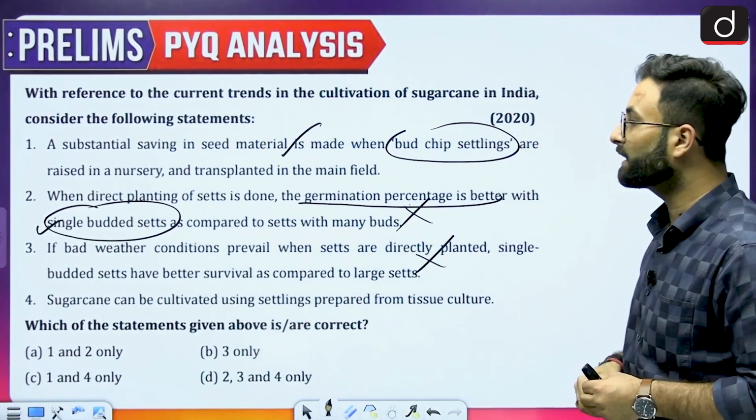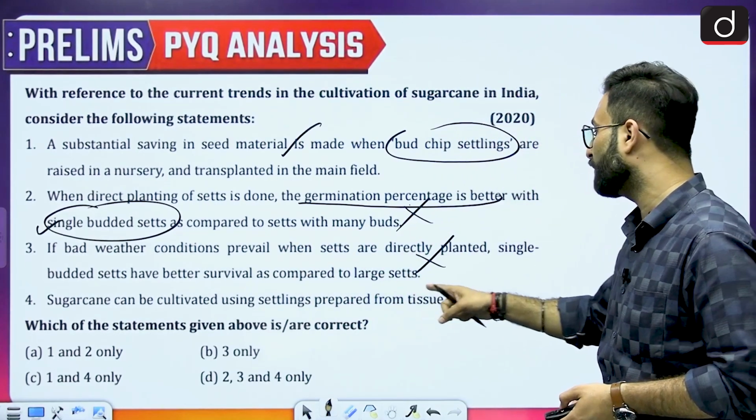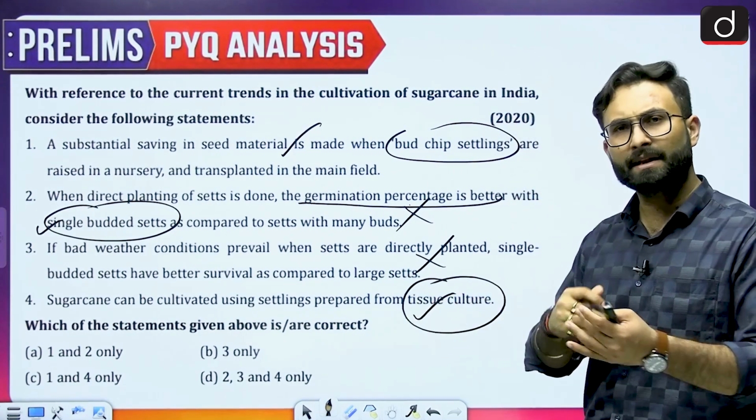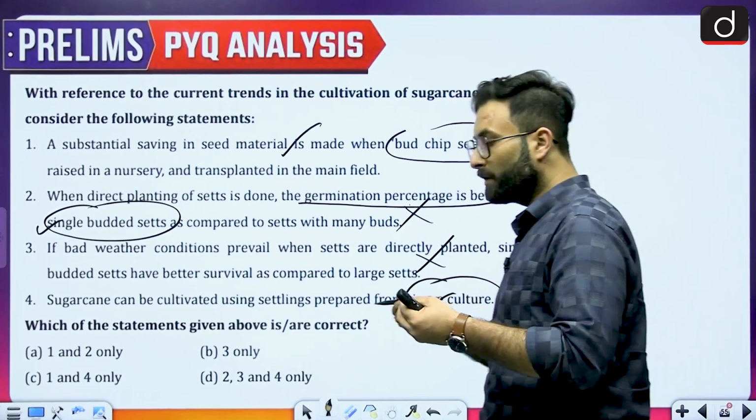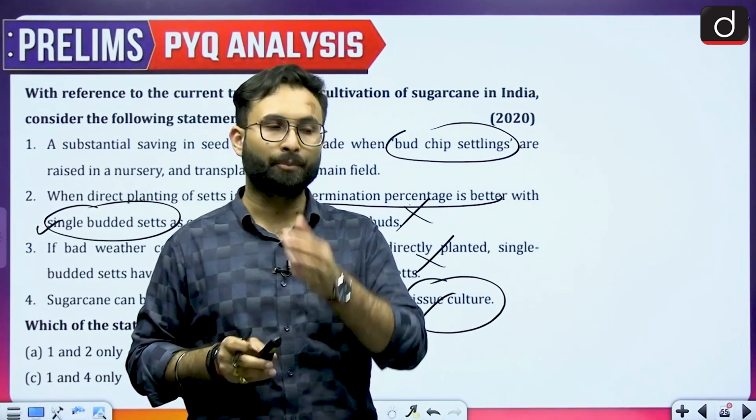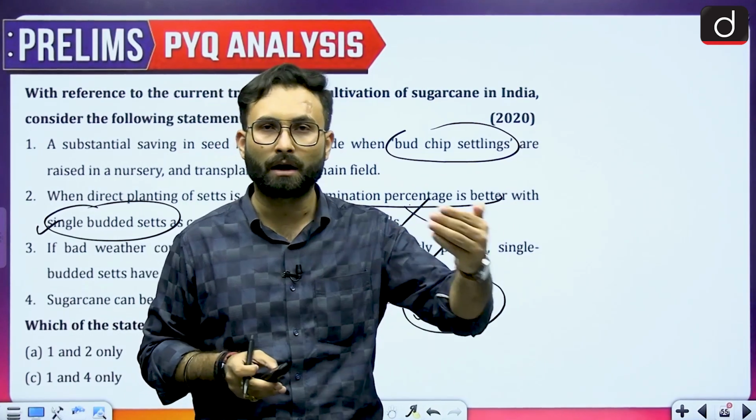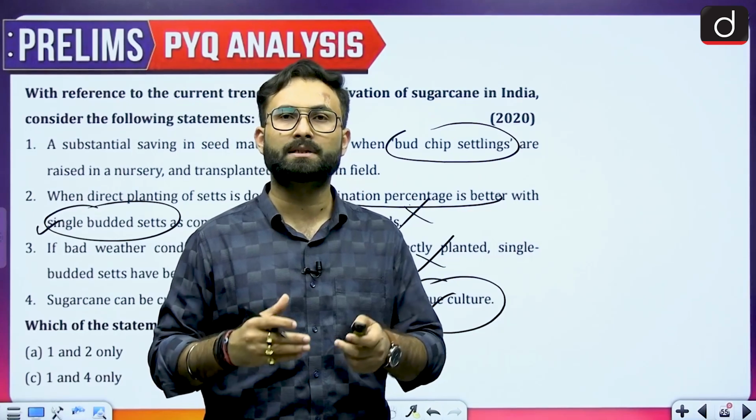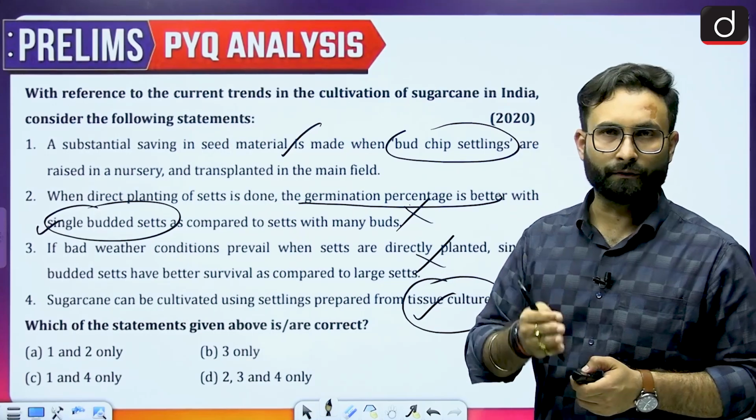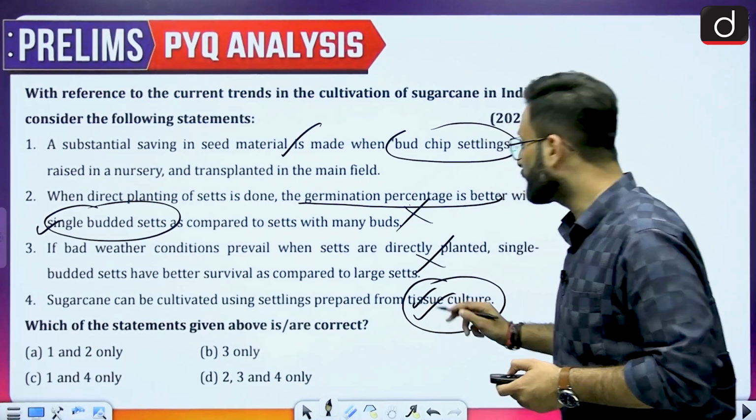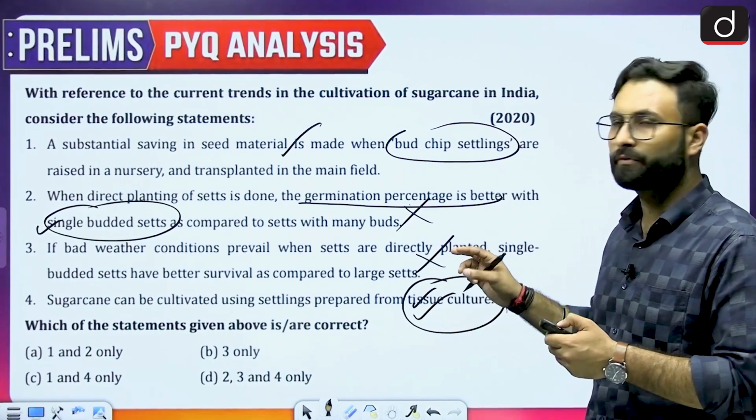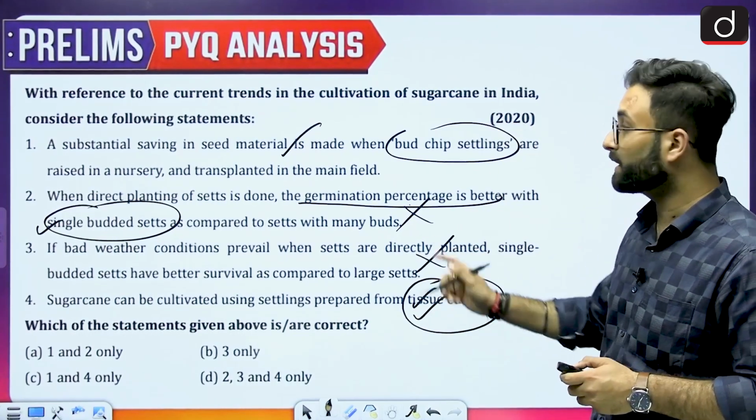Coming to the next one, sugarcane can be cultivated using the seedlings prepared from tissue culture. Now this is also right. When they prepare the seedlings through tissue culture, they take the tissues and grow them in the lab, and after that they put these lab-grown tissues into a nursery, where they create the saplings, and then plant them in the field. But this tissue culture is not very cheap. So that is not very economically viable, but it can be done through that.